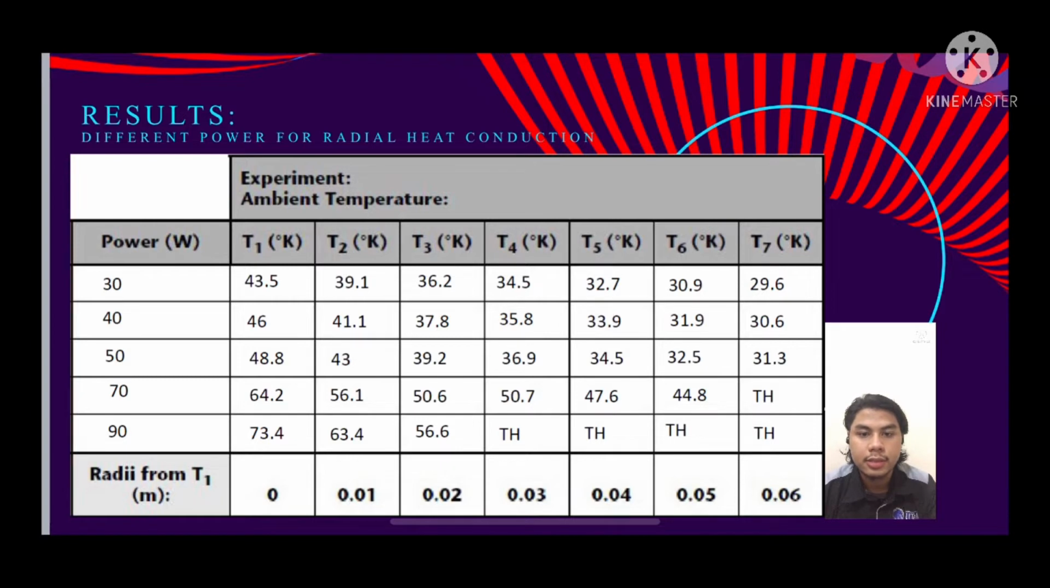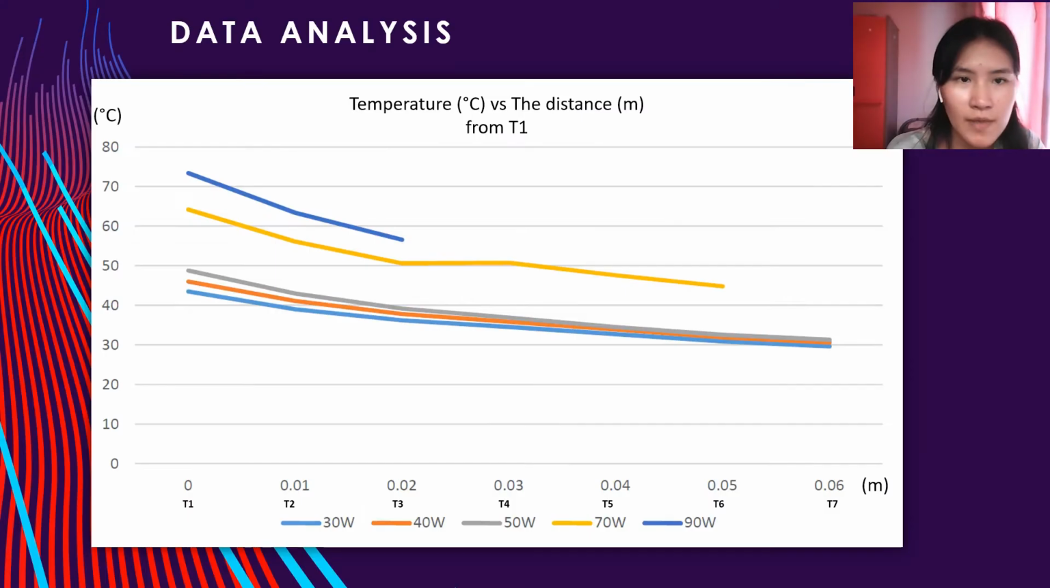We got 100 Celsius. For the radial distance, from temperature 1 we got 0, temperature 2 we got 0.01, temperature 3 we got 0.02, temperature 4 we got 0.03, temperature 5 we got 0.04, temperature 6 we got 0.05, and temperature 7 we got 0.06.